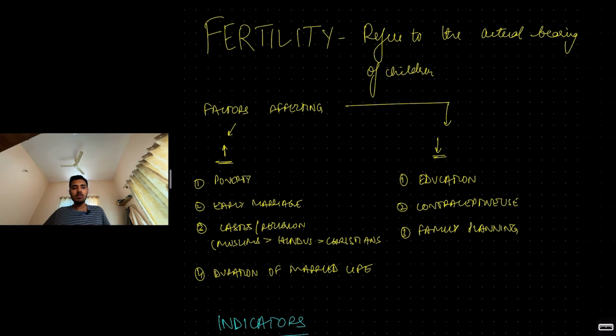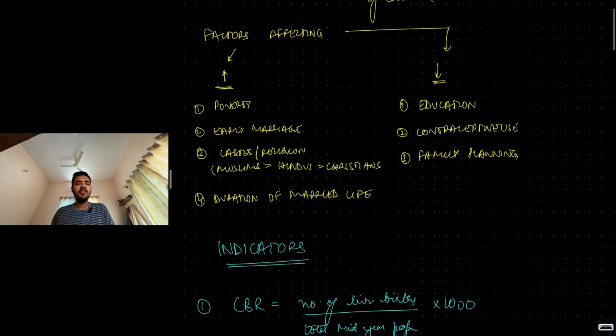So today let's cover fertility. Fertility refers to the actual bearing of children. Basically, fertility is equivalent to giving birth. It's a measure of the ability of giving birth, the bearing of children. Exact definition, even I don't know, but factors affecting fertility that I know.